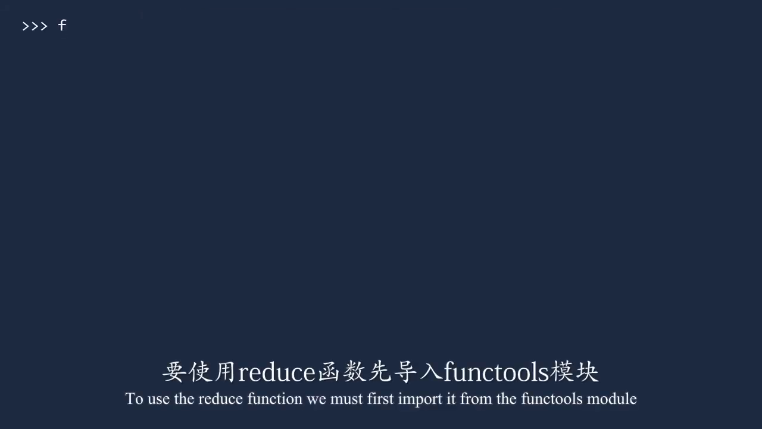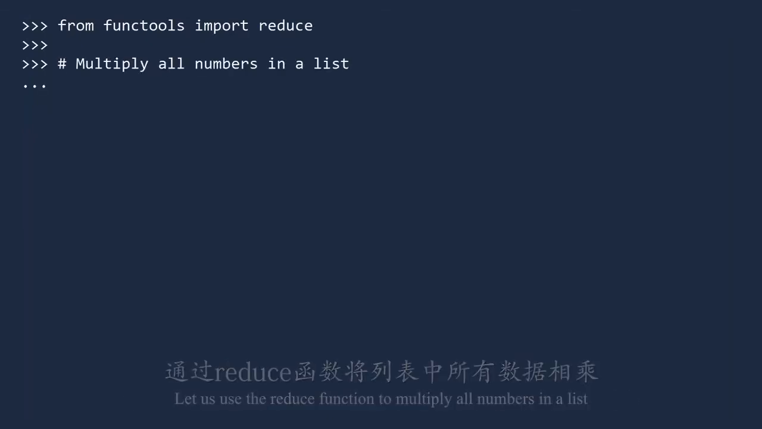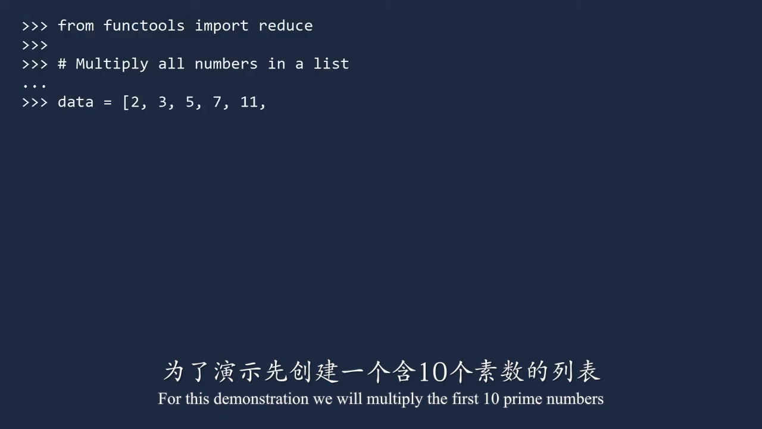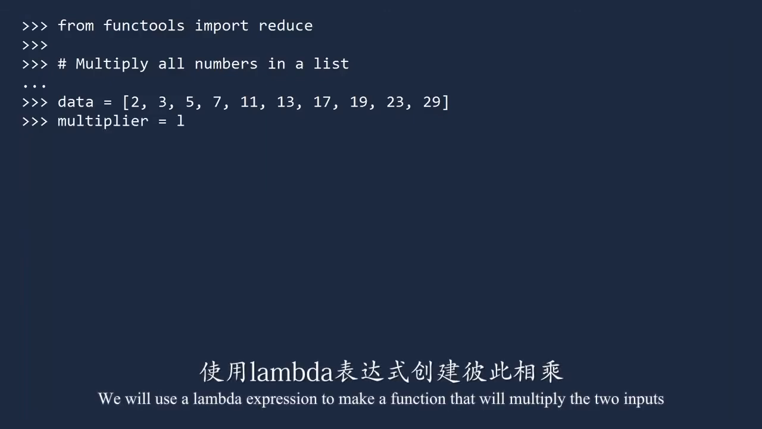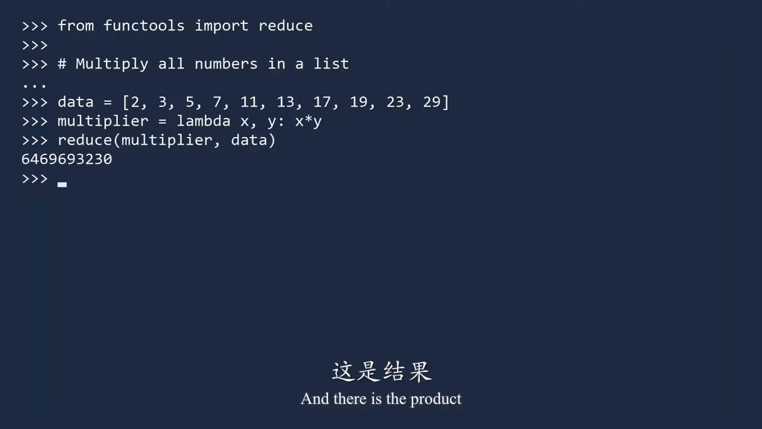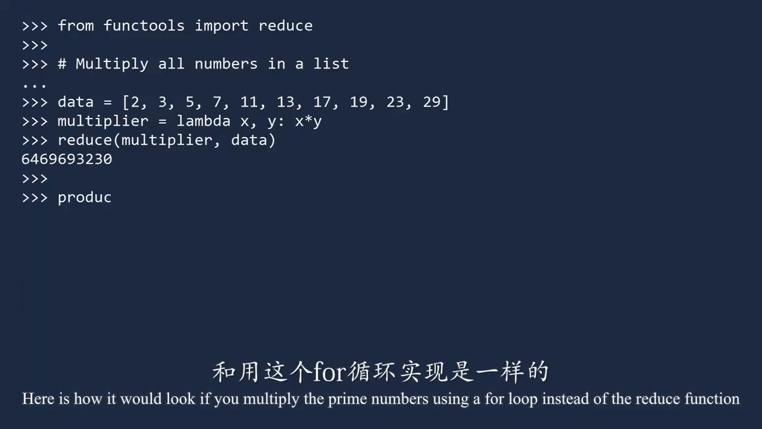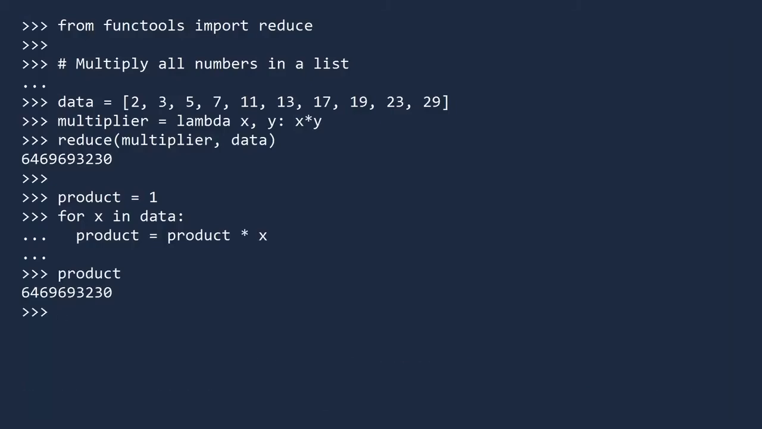To use the reduce function, we must first import it from the functools module. Let us use the reduce function to multiply all numbers in a list. For this demonstration, we will multiply the first 10 prime numbers. To use the reduce function, we need a function that takes 2 inputs. We will use a lambda expression to make a function that will multiply the 2 inputs. And there is the product. Here is how it would look if you multiply the prime numbers using a for loop instead of the reduce function. Which do you prefer?